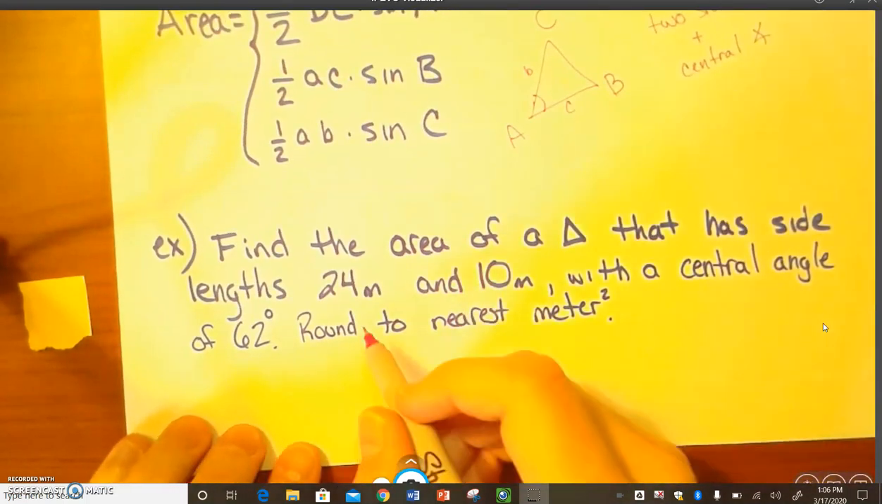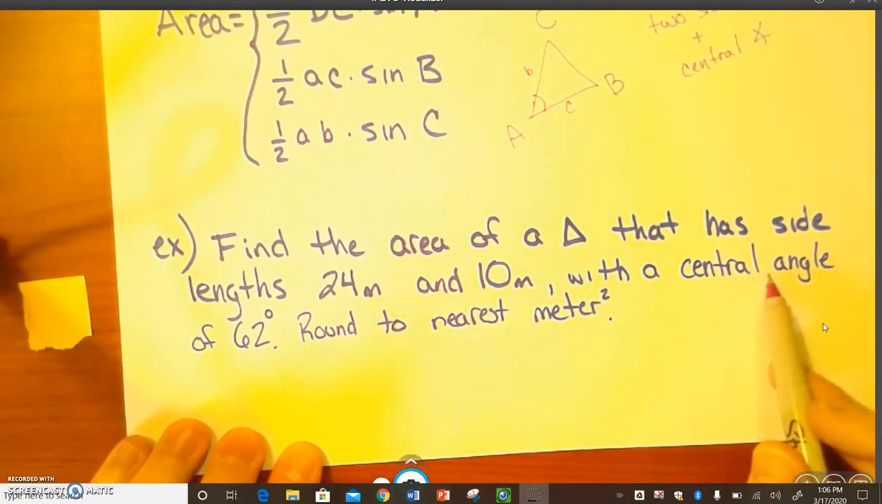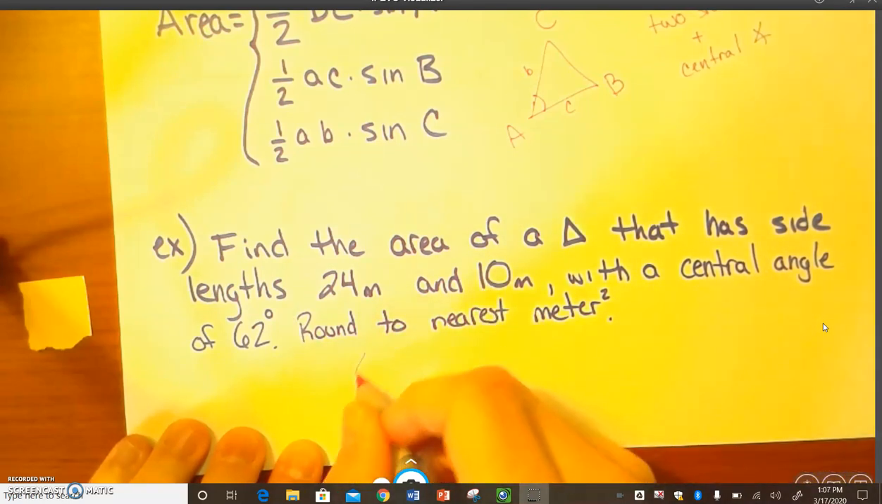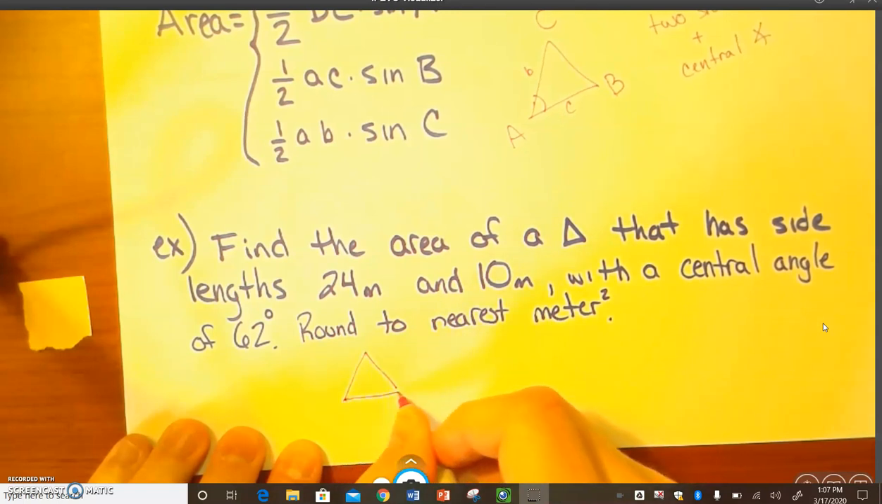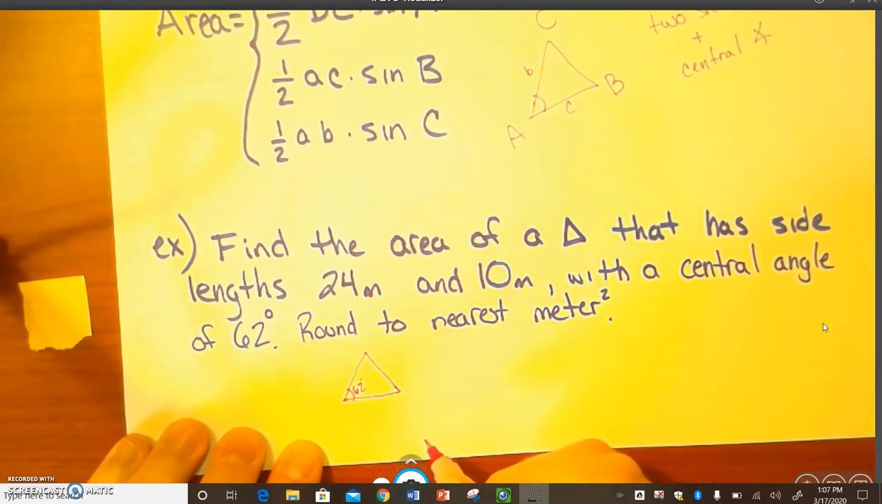So let's finish up this example. We have the area of a triangle that has side lengths 24 and 10. The central angle, meaning the one in between those two side lengths, is 62 degrees. I'm going to draw a quick reference triangle, not to scale, with a 62 degree angle there and side lengths of 10 and 24. Notice we would not be able to solve the rest of this triangle using law of sines, but we can at least get the area of this triangle.